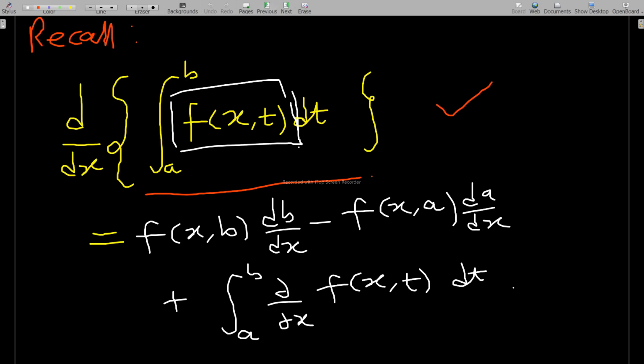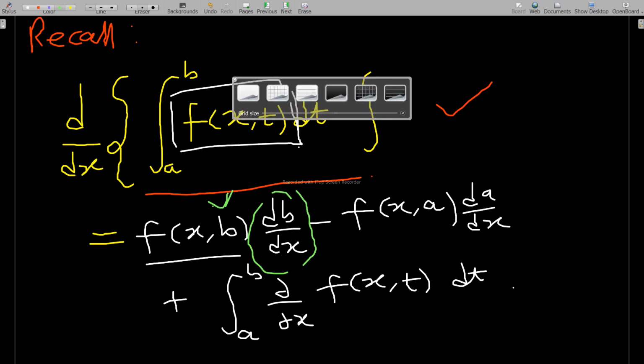Then what you do is you evaluate the function at the point b, so f of x, b, meaning our t in the equation will just tend to b. So we just look at what b is and put it there. Then we find the differential of b with respect to x.